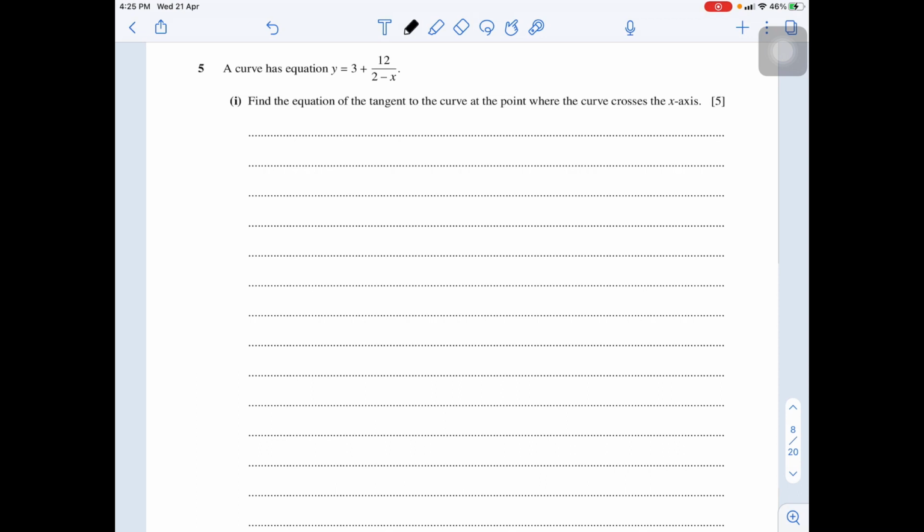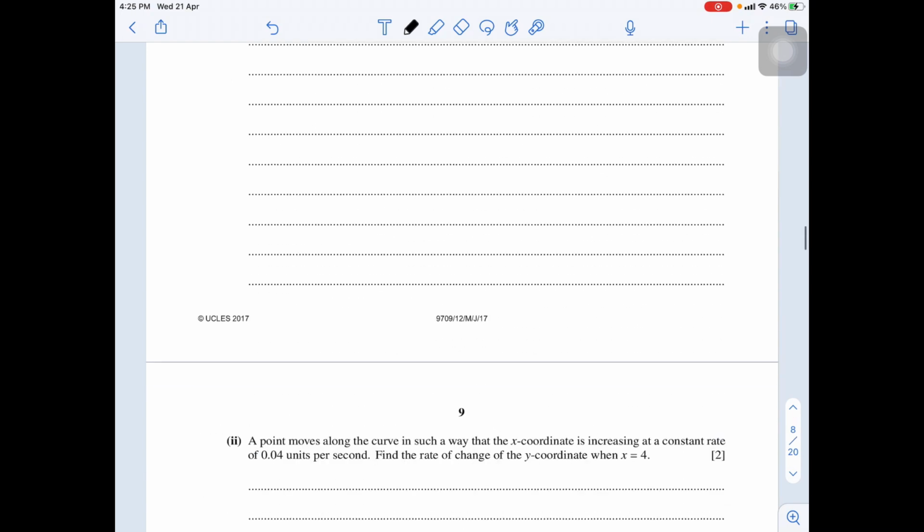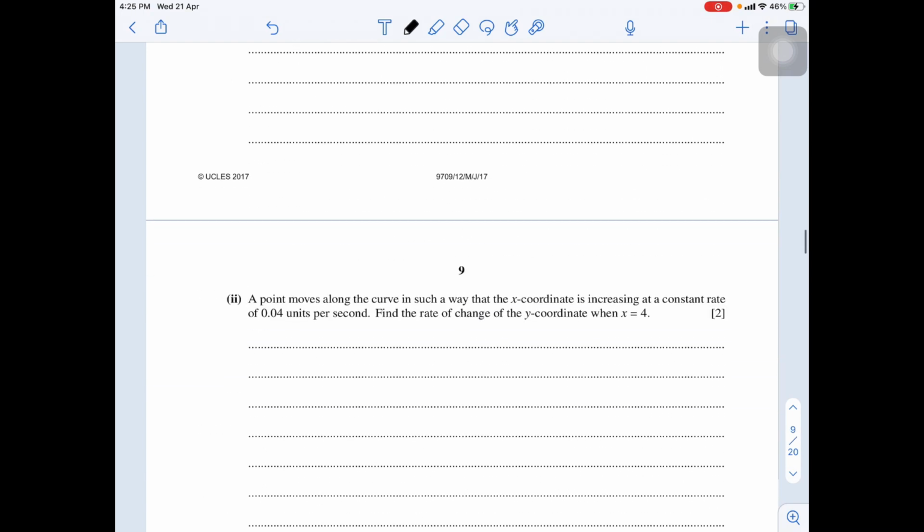Now the next one is question number 5. A curve has equation y equals 3 plus 12 over 2 minus x. So I'm writing the equation 3 plus 12 over 2 minus x. Find the equation of the tangent to the curve at the point where the curve crosses the x-axis.